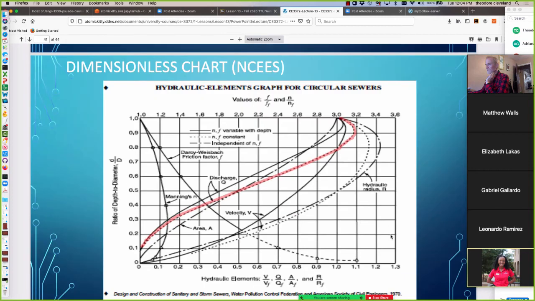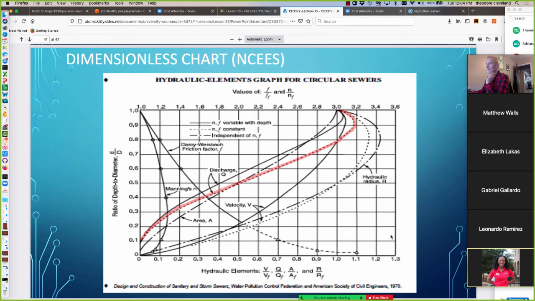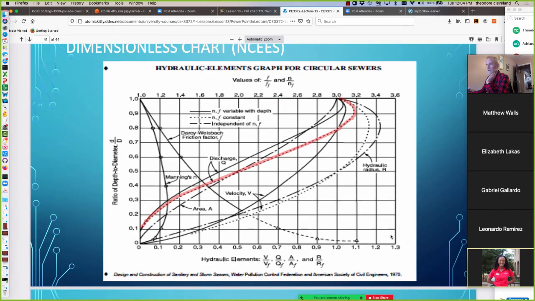There's a similar chart in the NCEES supplied reference, which is the FE exam reference, and what we just showed in the Excel table was the formula that computes the discharge following this shaded line. So it's a shaded line where the friction factor and Manning's N stay constant with depth.